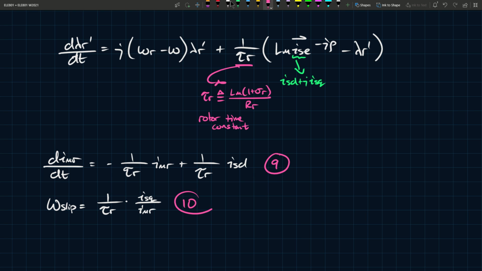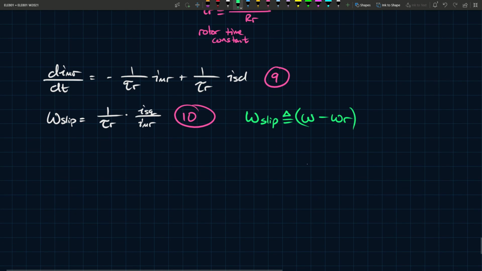So we can call this equation 10, and we can define omega slip as being equal to omega minus omega r. Here omega is the supply frequency, and omega r is the rotor flux angular frequency. With that, we can then model this pair of equations.